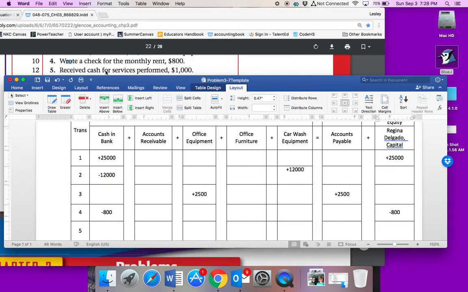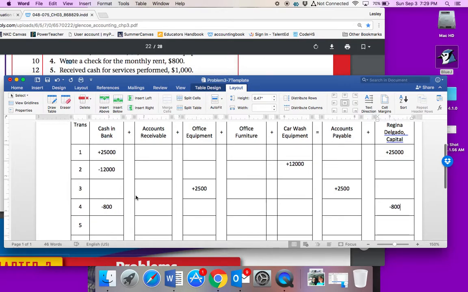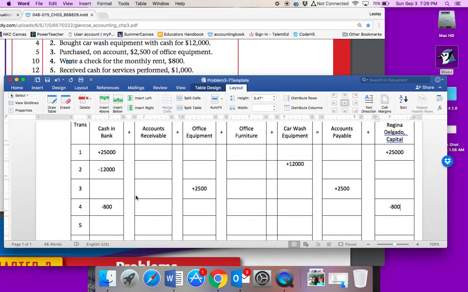All right, on number 5, it says we received cash for services performed. Okay, so we received cash. That automatically is cash and bank, so we're going to increase cash and bank by $1,000. Okay, so the services performed, we're automatically talking about revenue. Okay, so this is some more money that people have paid us. So we're going to increase our capital by $1,000 whenever it's revenue.